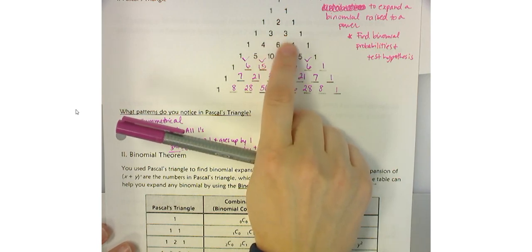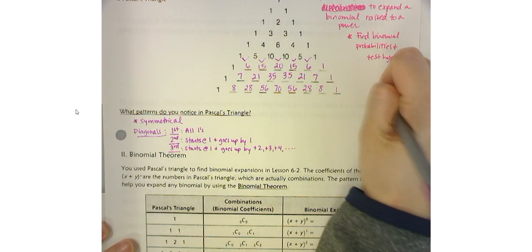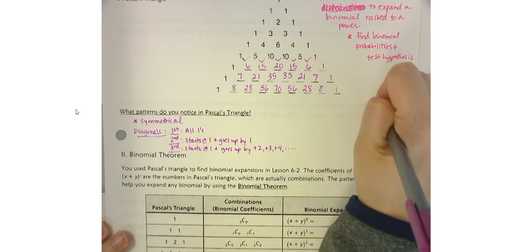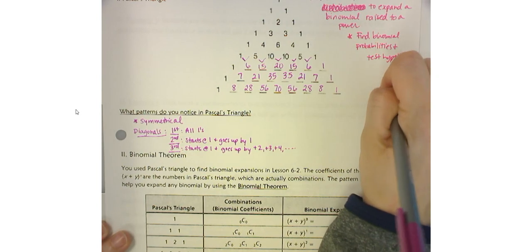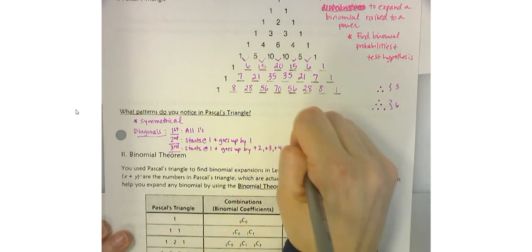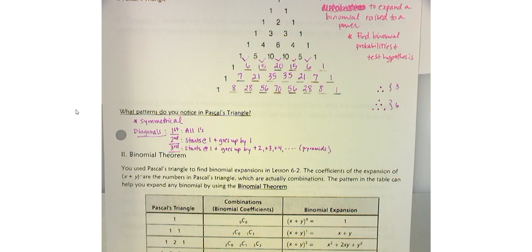What are some other patterns? Do you guys remember how the rows go? What row do you start with? Yep. So it starts at row 0. And then we have row 1, row 2, row 3, row 4, row 5, so on and so forth.